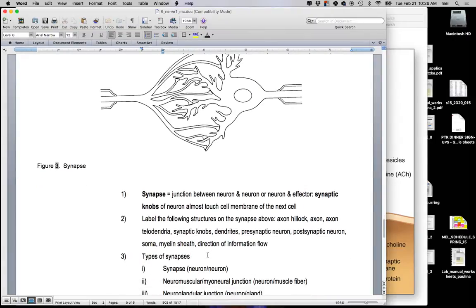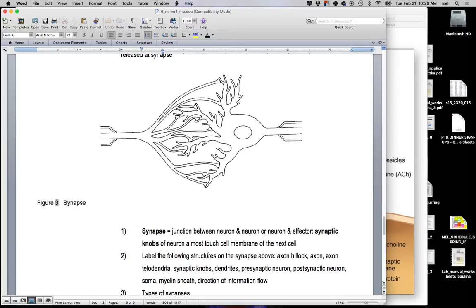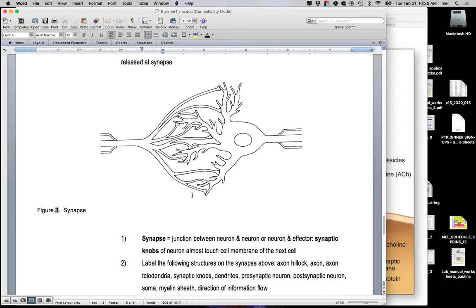But you don't have to do it in anatomy. Okay, so you should be able to now, by looking at these two, tell which one's presynaptic and postsynaptic, right? Label two different axons, tell direction of information flow. Axon hillock, telodendria, synaptic knobs, dendrites, soma, myelin sheath. So you can tell a lot from just putting two together if you know the anatomy.